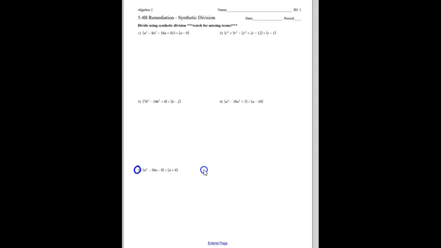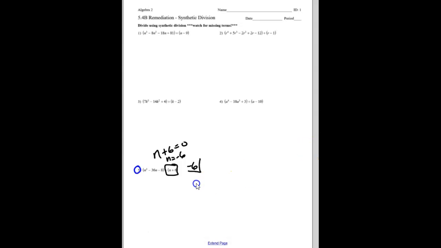So this setup for synthetic division, you start by writing this little half box, and inside of that half box you put the solution to your divisor. So if you were to solve n plus 6 equals 0, you'd get n equals negative 6. And I know a lot of you are just thinking that's the opposite of that number. It's a little more complicated than that, so be careful.